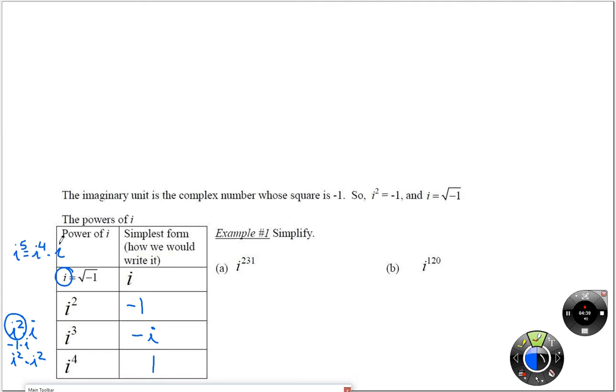So i to the 6th. If we thought of i to the 6th, we could think of it as i to the 4th times i squared. But i to the 4th is really just 1. And then we're left with i squared, but we defined i squared to be -1. So what do you see happening here as we keep going through different powers of i?